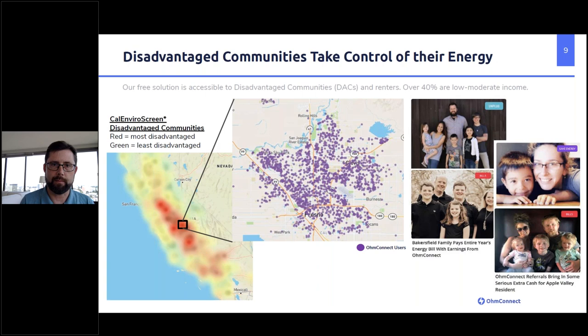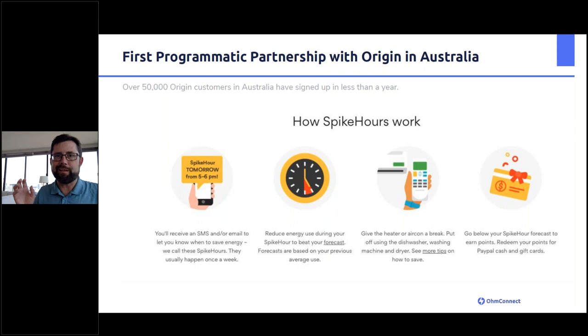Just on that last slide, we do Fresno. We are closing in on having 10% of the people of Fresno, California participating in OhmConnect. So really significant scale in that community, just as a good example. So we went into Australia and did a partnership.